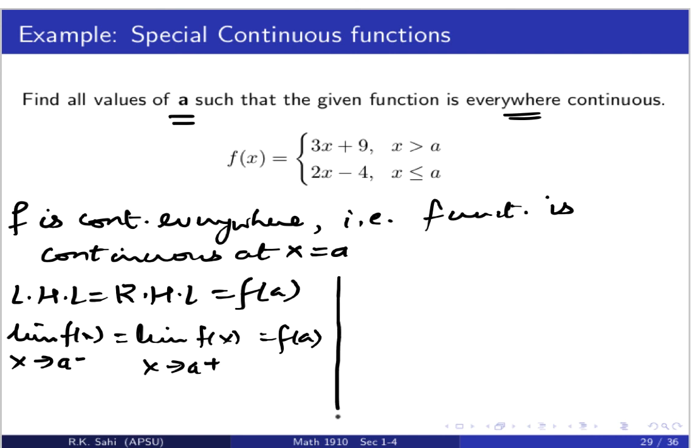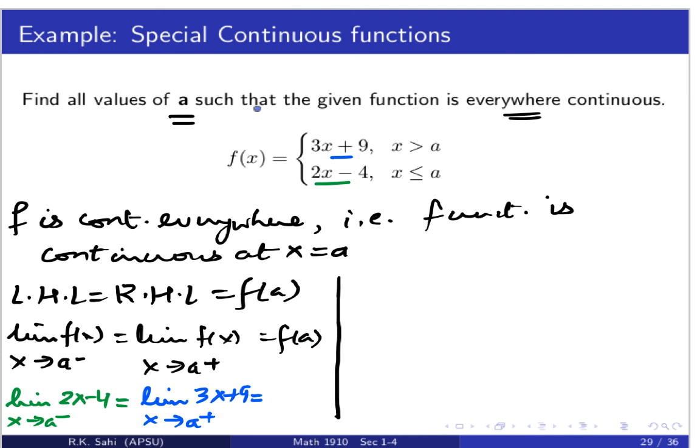Okay, let's look at this one, the limit as x approaches a minus. All the values of the function which are less than a, what is the function given by? It's 2x minus 4. You replace f(x) by 2x minus 4. I'm just being consistent with my pen colors, using blue for the right hand and green for the left hand. As x approaches a positive, this right-hand limit is given by 3x plus 9.